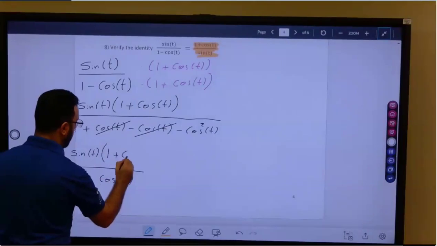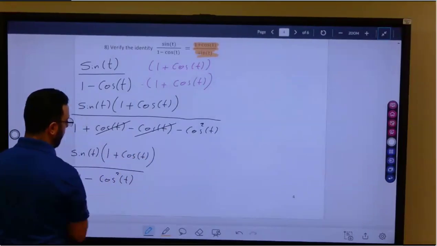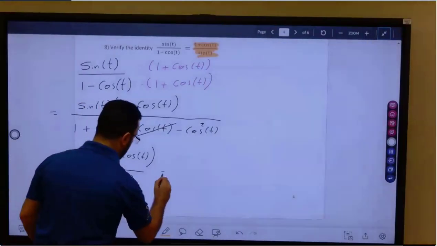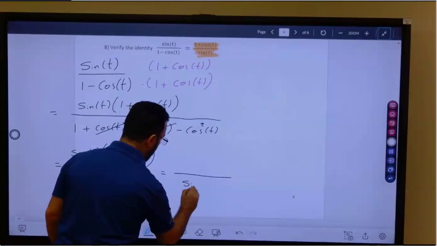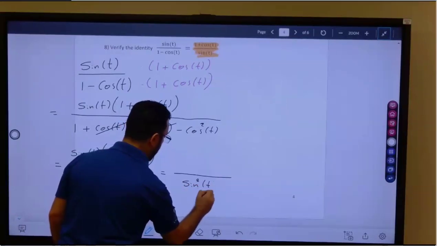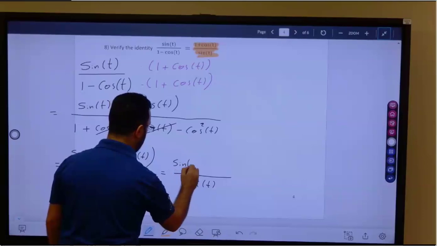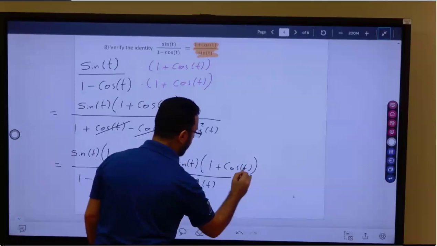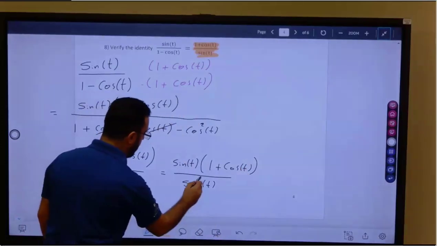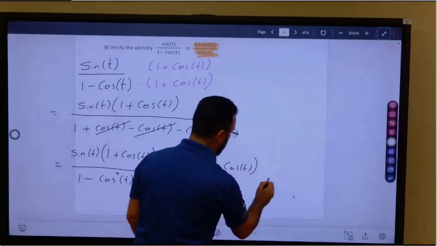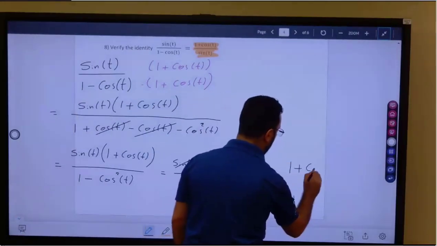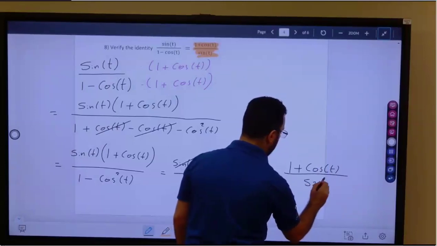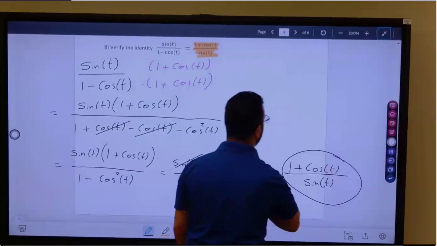So that means 1 minus cosine squared t, that's what's on the left here, and I'm going to keep this one sine t times 1 plus cosine t. The next step, 1 minus cosine squared t is sine squared t. And here is sine t times 1 plus cosine t. Cancel one of these sines with this sine. So the left is going to be 1 plus cosine t divided by sine t. And that's what we got here.